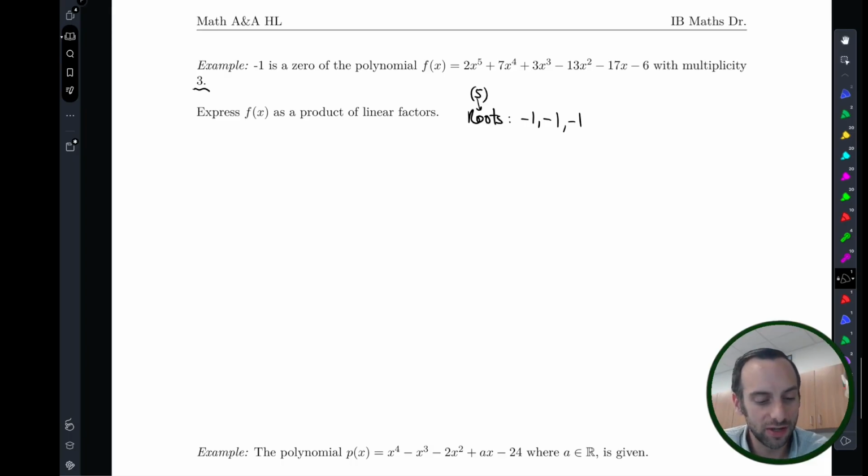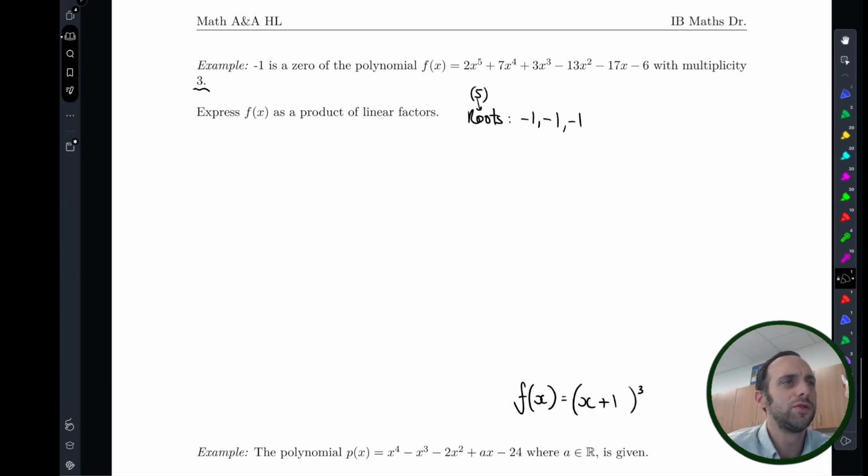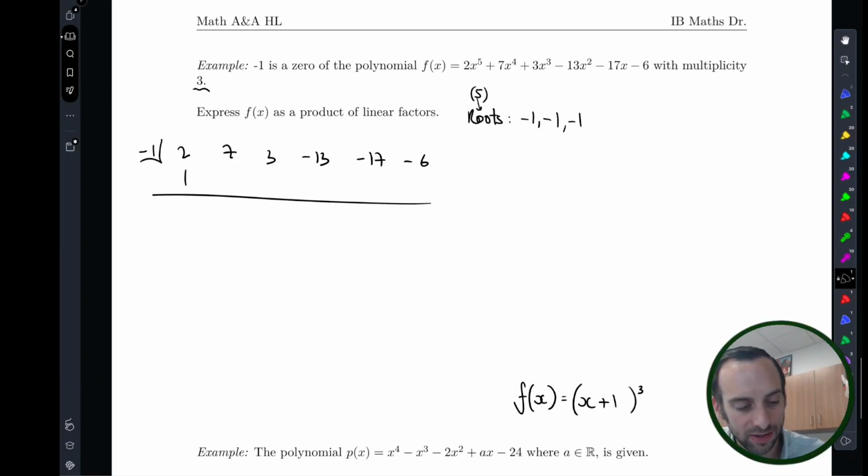Now the question asks us for a product of linear factors. So we're looking to write this in its factored form, and we know that one of those factors will be x plus 1 cubed, given that's how you would get a root of negative 1, and the multiplicity 3 gives us that cubing. So how do we find the remaining 2 roots so we can build the remaining linear factors? Well, that's just a case of running synthetic division multiple times. That's the fastest way to get this polynomial down in degree to the point where we can find the remaining 2 roots.